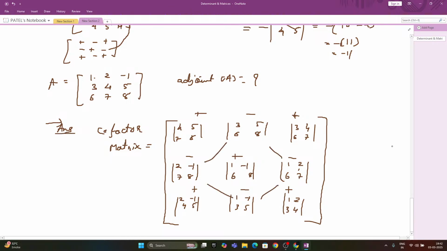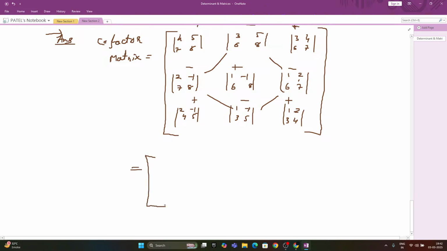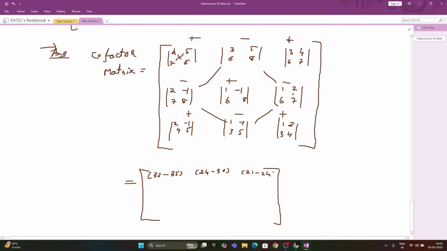This is our cofactor form. Okay, now we have to simplify it, so I am directly simplifying. 4 times 8, 7 times 5: so 32 minus 35. 24 minus 30. 21 minus 24. Then 16 minus 7, minus minus plus 7. 8 minus minus plus 6. 7 minus 12. 10 plus 4, minus minus plus 4. 5 plus minus minus plus 3, and 4 minus 6. We have plus minus plus, minus plus minus, plus minus plus, the cofactor form.